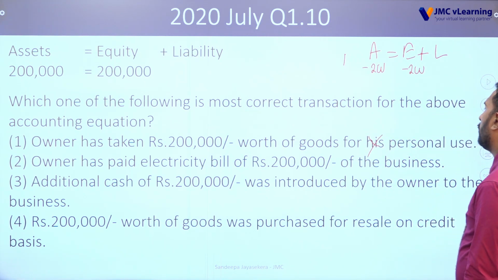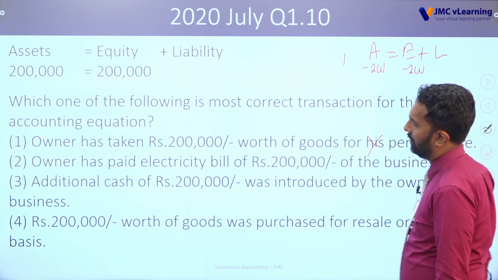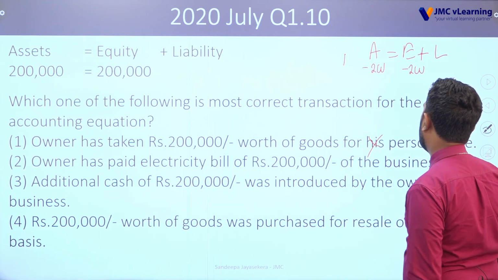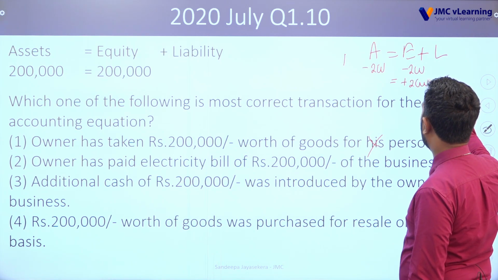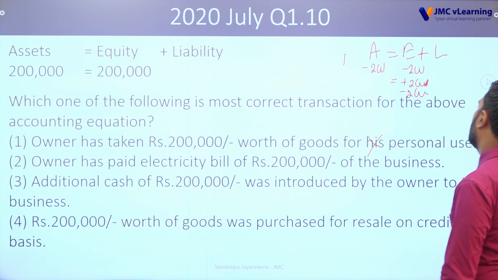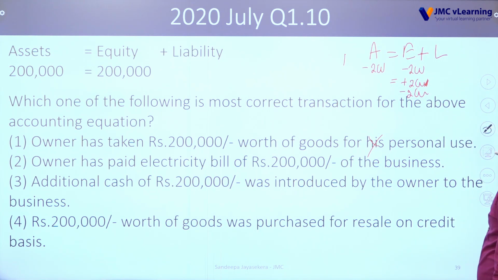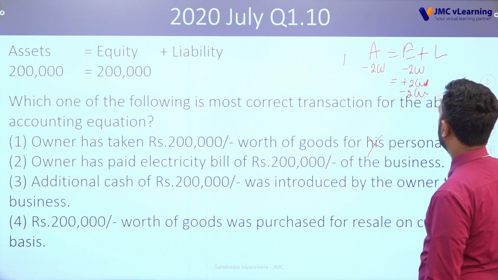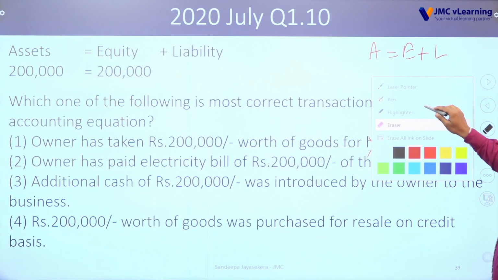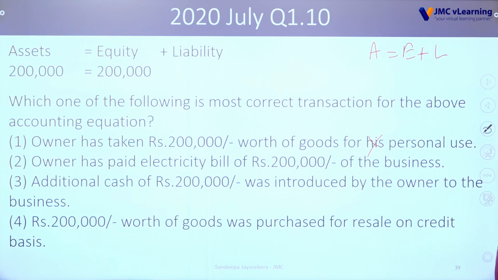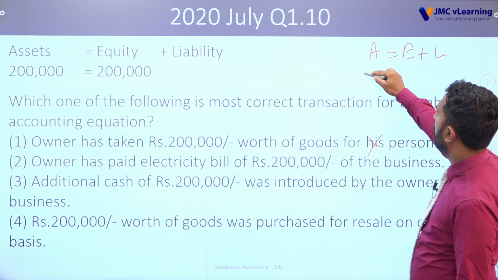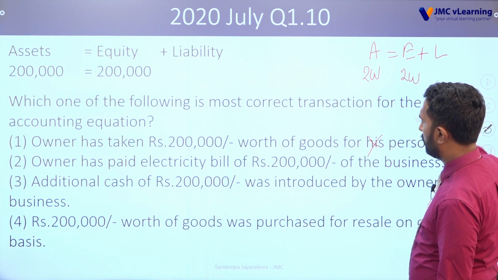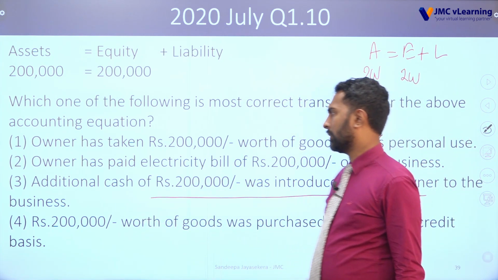Owner has paid electricity bill of 200,000 of the business. When owner is paying the electricity bill, that will be an additional capital. But on the other side, electricity bill is an expense, so that will be a reduction. So then it is not the correct answer. We'll look at the third one. Additional cash of 200,000 was introduced by the owner to the business. So cash goes up, equity goes up. So this is the correct answer.